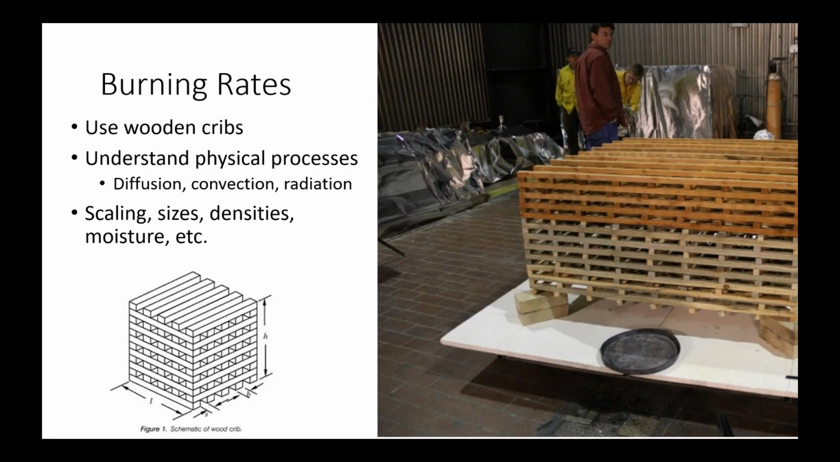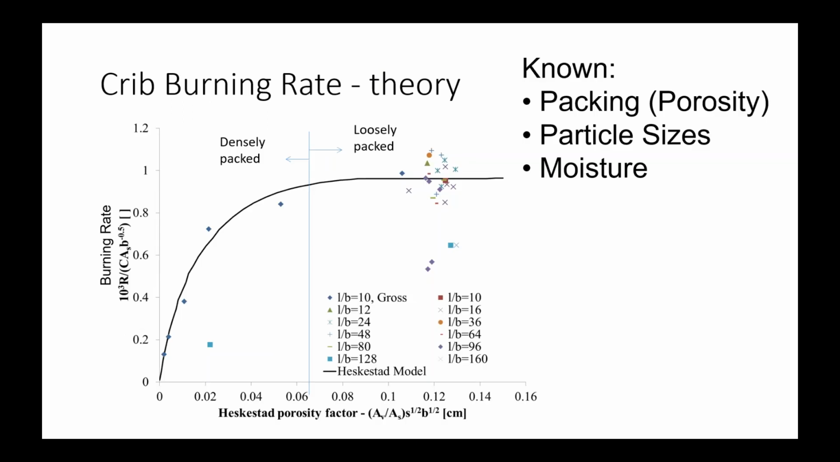Cribs are used, I've already talked about them a little bit. They're different densities and sizes of material, all sorts of things. And we use cribs a lot because they're well ordered and well characterized. And if we can't understand how these things burn, we're never going to understand how fuels out in the wildlands burn. Okay, so here's what's known. We know that as you change the packing or the porosity in fuels, you change the burning rate. If you compact them really densely, they don't burn as fast.